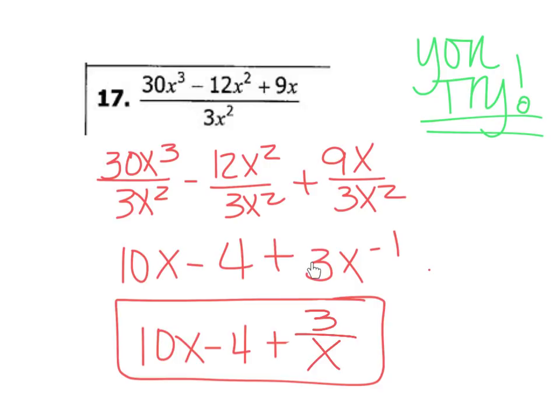Then 9 divided by 3 gives you 3. X to the 1 power divided by x squared gives you x to the negative 1 power. Then we have to rewrite our negative exponent. So what we would do is x to the negative 1 power means we take the x and we move it down to the denominator. The 3 still stays in the numerator, but the x just goes down to the denominator. And that's how we get our final answer.